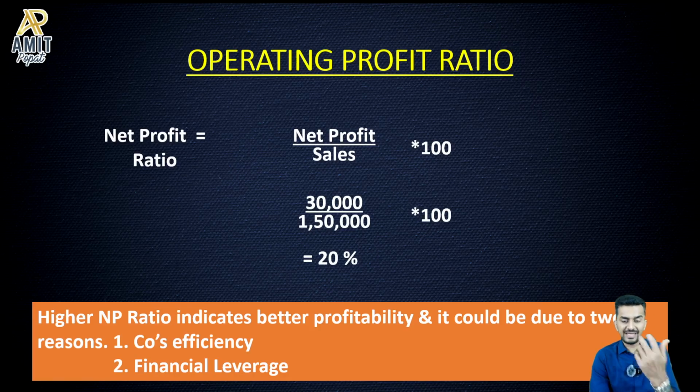And again, a higher NP ratio can be because of company's efficiency but mainly financial leverage. What do I mean by financial leverage? See, if you borrowed some capital as debt, the rate of interest will be the same, the amount of interest will be the same. But keeping the amount of interest constant and fixed, if you can generate higher turnover, then naturally you will be making higher profits.